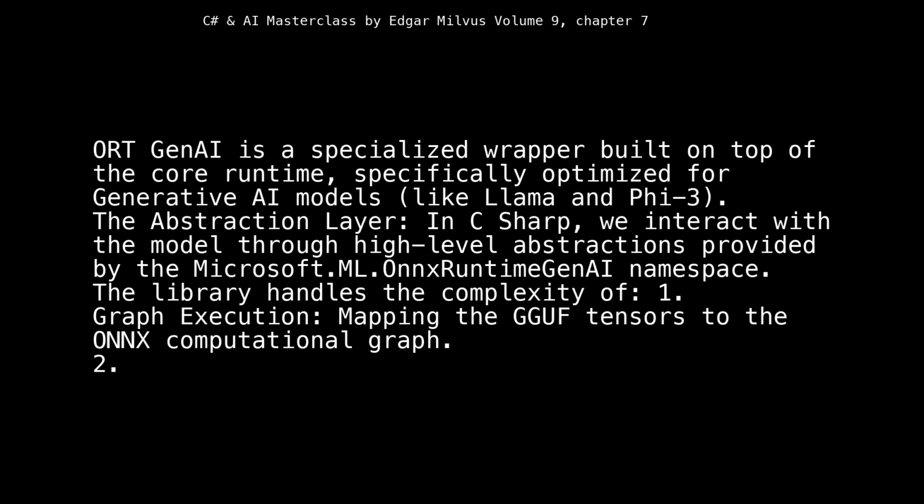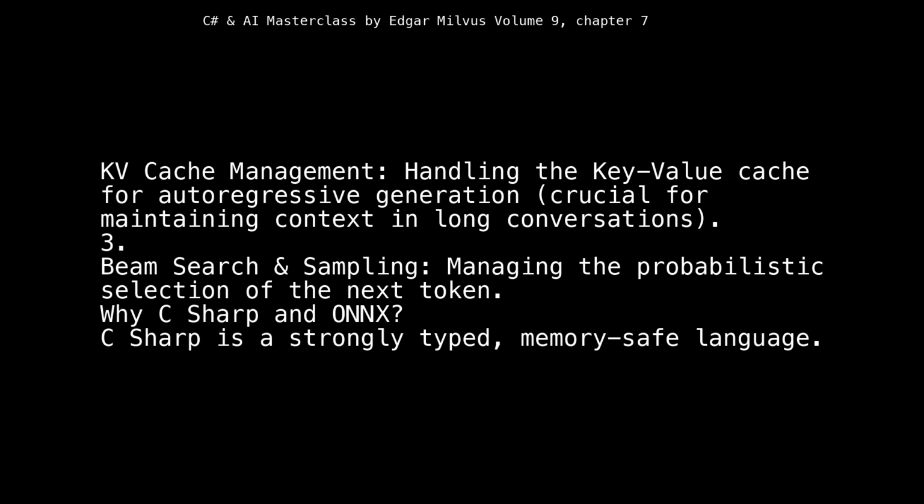The library handles the complexity of 1. Graph execution, mapping the GGUF tensors to the ONNX computational graph. 2. KV cache management, handling the key-value cache for autoregressive generation, crucial for maintaining context in long conversations. 3. Beam search and sampling, managing the probabilistic selection of the next token.